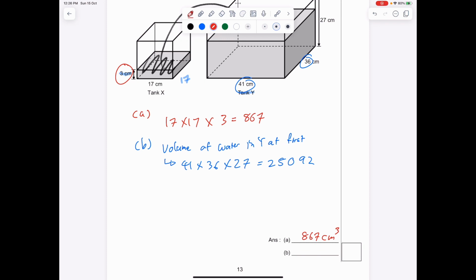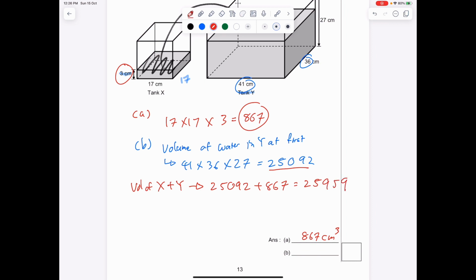So the next one is X plus Y, the volume of it. So this is 25092. I got it from here. I then need to add it over here, plus 867. My answer would be 25959.